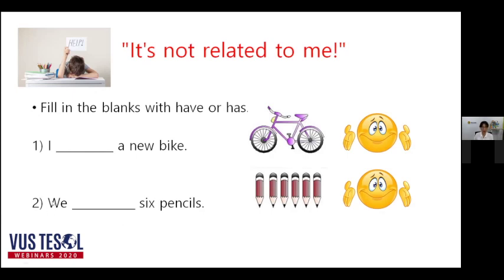Number 2, we blank 6 pencils. 1, 2, 3, 4, 5, 6. Here are 6 pencils. But do we have 6 pencils? I don't have any pencils here. I only have 1 pen, right? So it's not really meaningful to me, this sentence. Do you have 6 pencils? Probably not. I don't know.